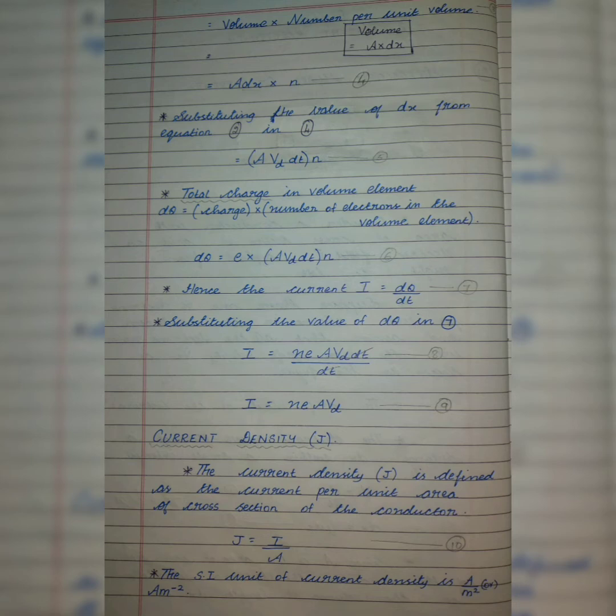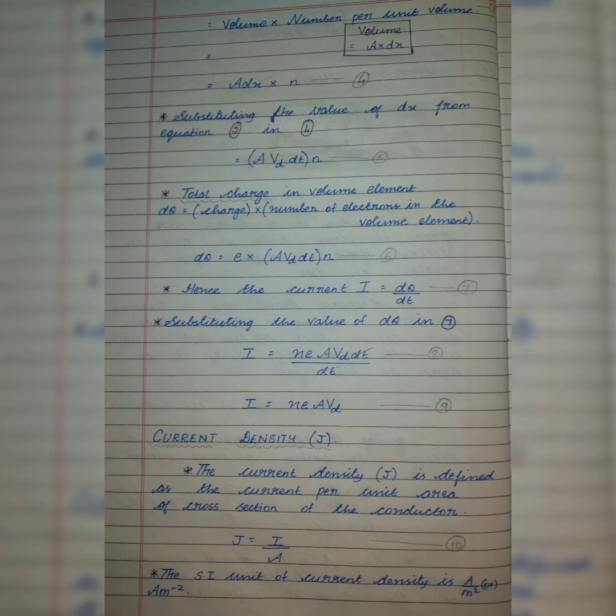It is defined as the current per unit area of cross section of the conductor. ஒரு கண்டக்டரோட cross section ஏரியால எவ்வளோ current இருக்கோ அதுதான் current density. J is equal to I divided by A. இந்த current densityக்கு SI unit என்னன்னா A divided by meter square or A m power minus 2.